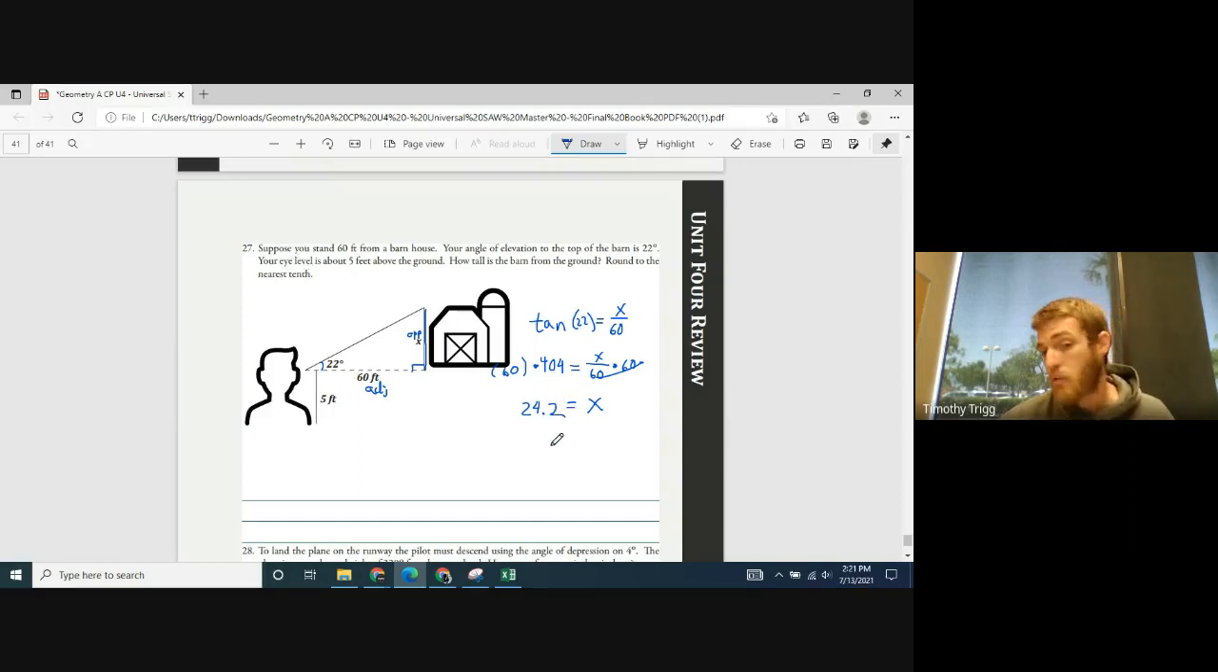Okay, now don't stop there. That doesn't tell us the height of the barn. We have to add an extra 5 feet. So the height of the barn is, we add 24.2 plus an extra 5 feet. So that's 29.2 feet. I guess this should be a capital H here. There we go.